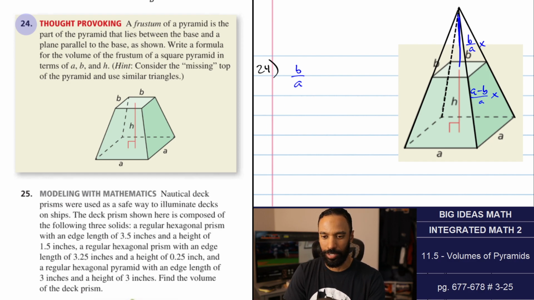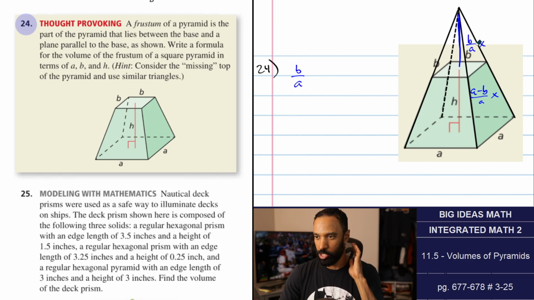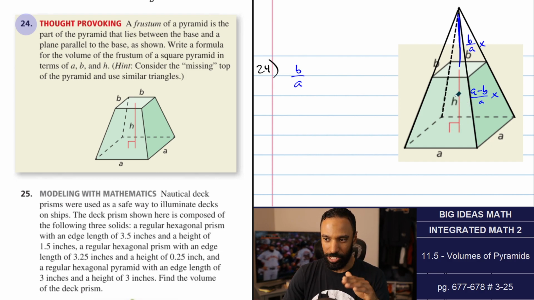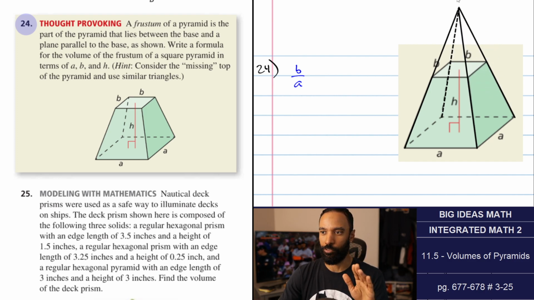Hold on, let me pause again. Okay, so my problem is I keep trying to express another variable, but that's because I have this as h and not the whole thing as h, right? Here's what I should be thinking instead. Let's go back to the 1 and 4 example.